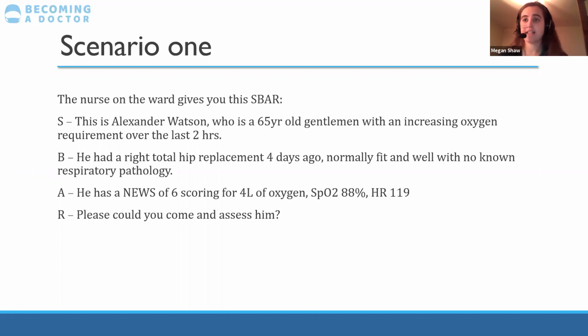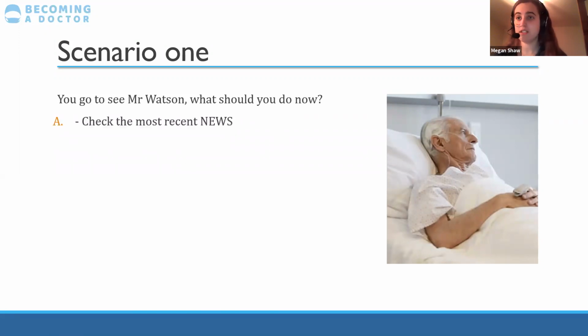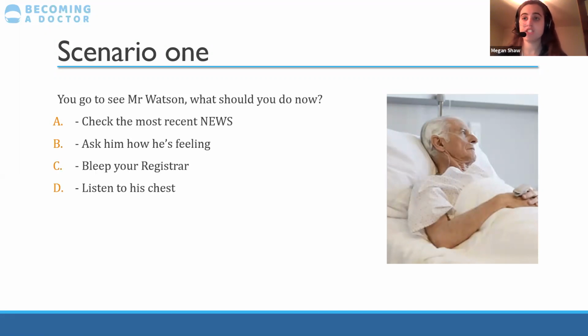Okay, so take that information in because you'll need it for the next questions. So you go to see Mr. Watson, and this is a picture of Mr. Watson on the right here. So what are you going to do now? Check the most recent NEWS, ask him how he's feeling, bleep your registrar, listen to his chest, or get IV access. So I will, similarly as last time, give you 20 seconds to put what you think you would do. So 10 more seconds.